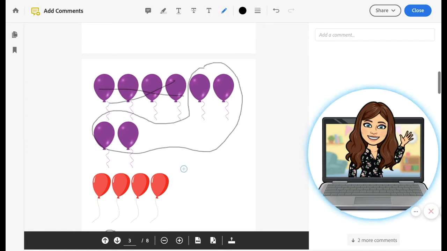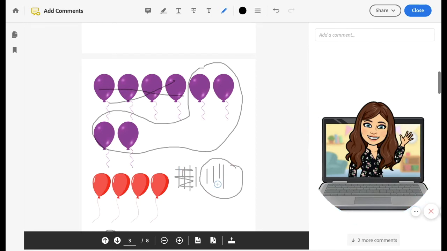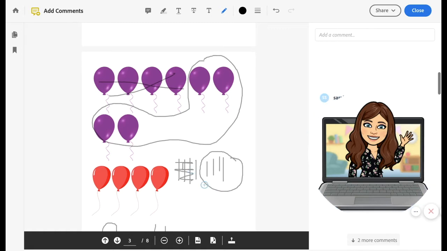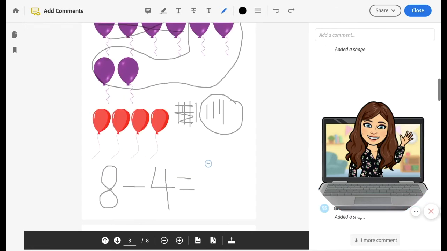Or, friends, we can also do 8 lines. 4, 5, 6, 7, 8, and cross 4 of them out, and this is what's left over. Tell me, Keeble Cubs, what is 8 minus 4? What is the number that is left over when we separate 4 from 8? That's right, Cubs. There is 4 left over.